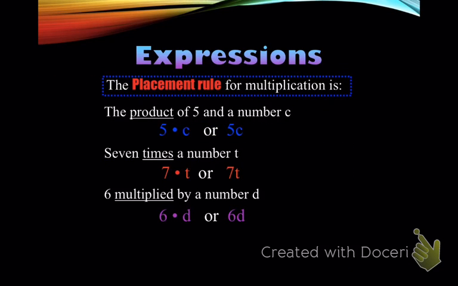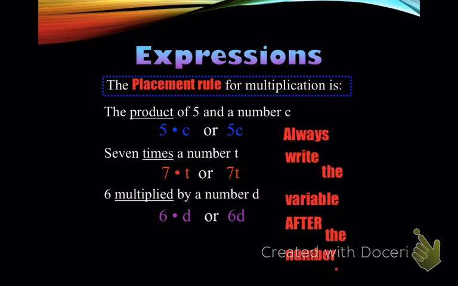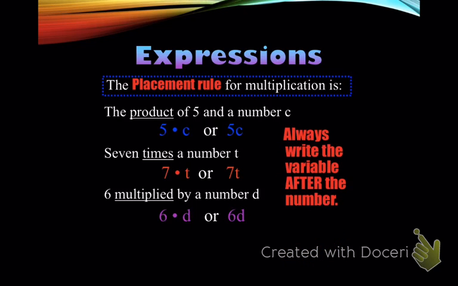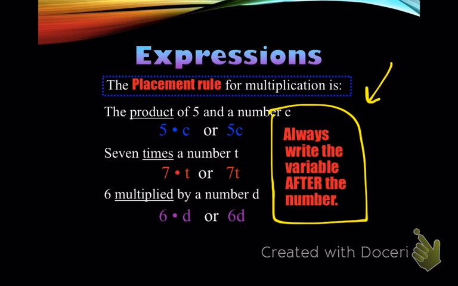Now, there's a placement rule for multiplication. This is a little important. Little placement rule. Okay? You always write the variable after the number. Okay? So always write the variable after the number. That is a very important rule. Okay, you notice that in every single one of these, the variable is after the number.